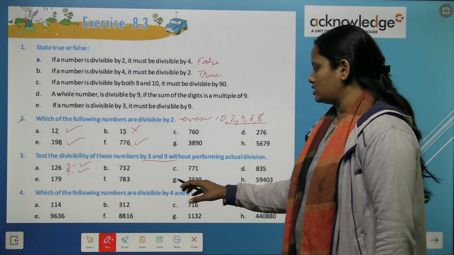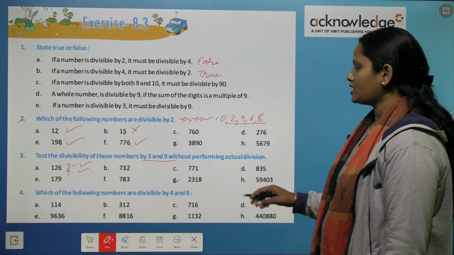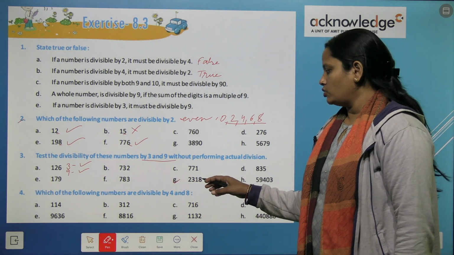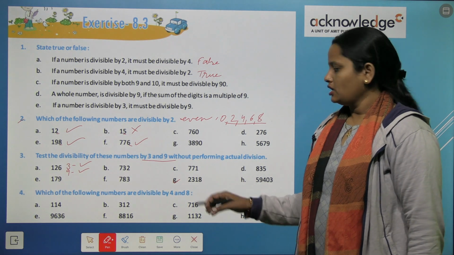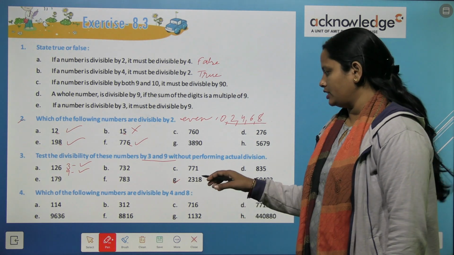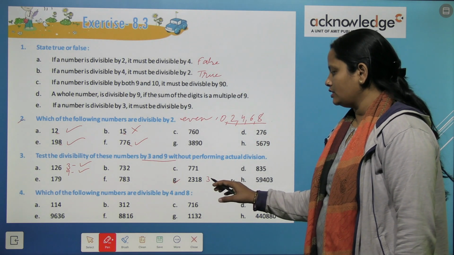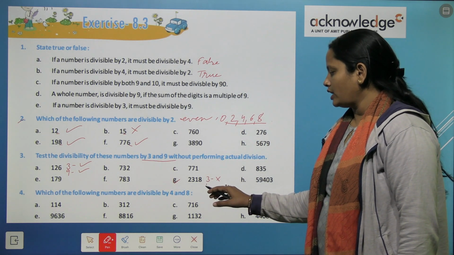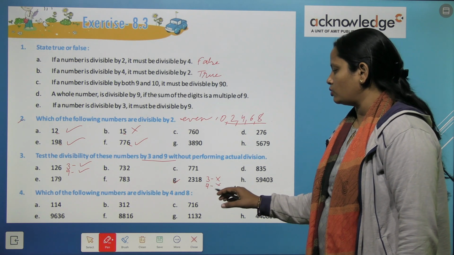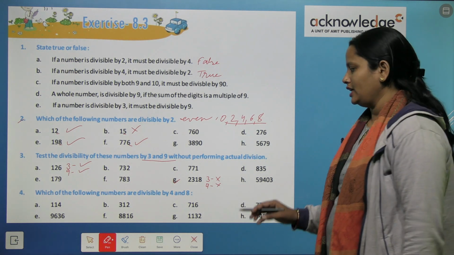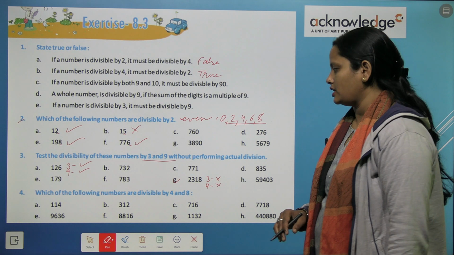सिमिलरली लेट्स डू दिस जी पार्ट. इसके सारे नंबर्स को ऐड करते हैं. सो 8 plus 2 is 10 and 10 plus 3 is 13. 13 plus 1 is 14. क्या 14 आता है 3 की टेबल में? नो. 9 की टेबल में? नो. तो इसका मतलब ये दोनों से डिविजिबल नहीं है.